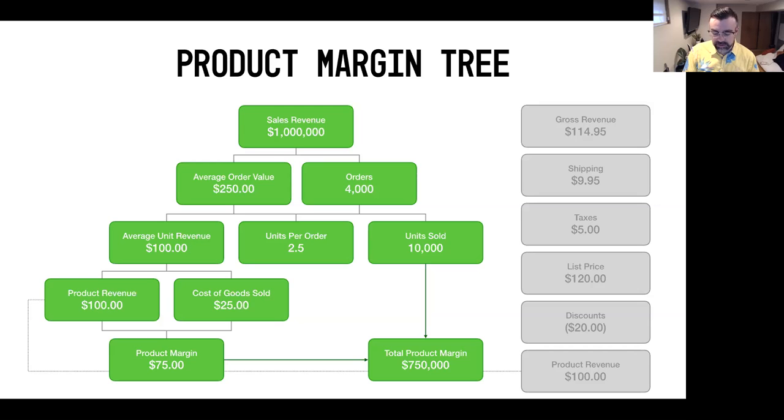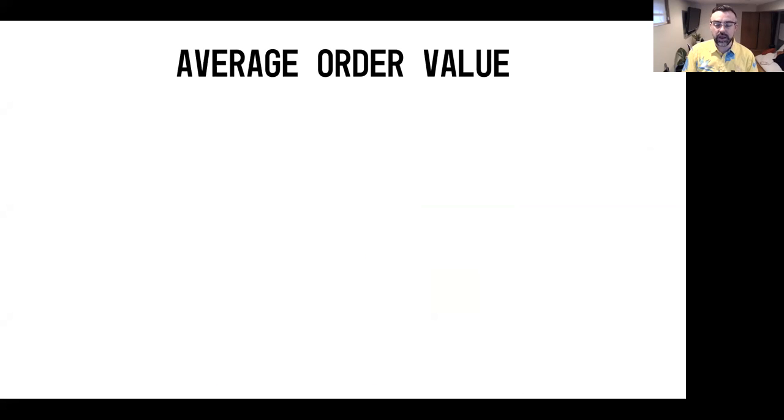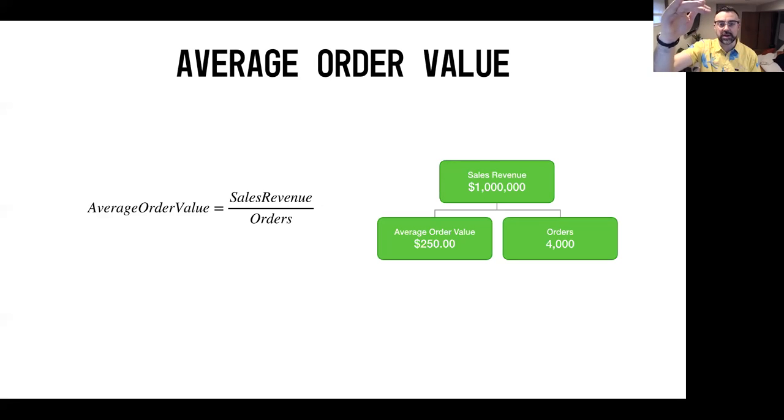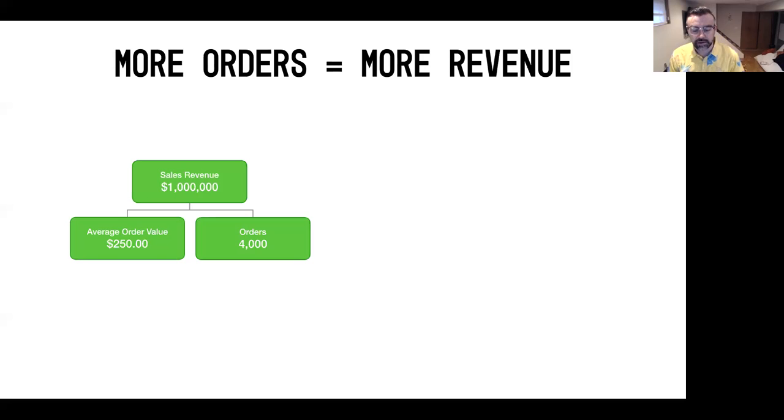Today we're going to dig in a little bit further into average order value. Just to recap how the math works, average order value is sales revenue over your orders. In the previous example, your sales revenue of $1 million divided by 4,000 gives you an average order value of 250. So how can we use that value to help us understand the math a little better? If we took average order value and held it constant for a second in this scenario, but let's say you were actually able to increase your orders.